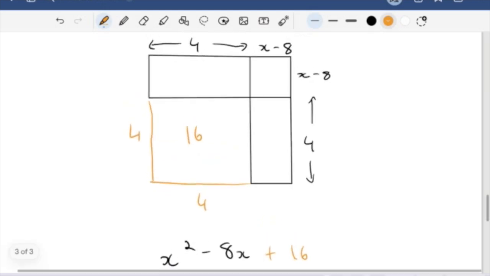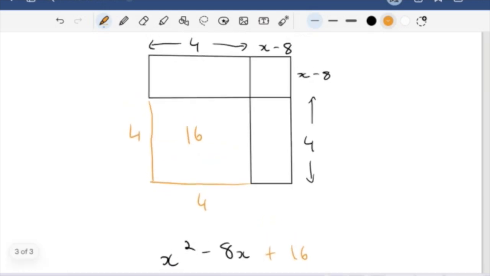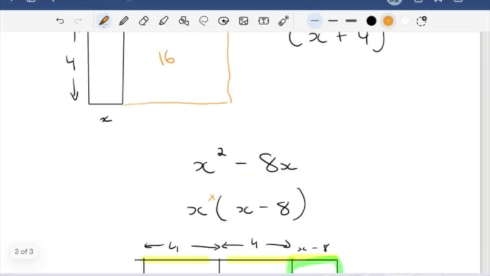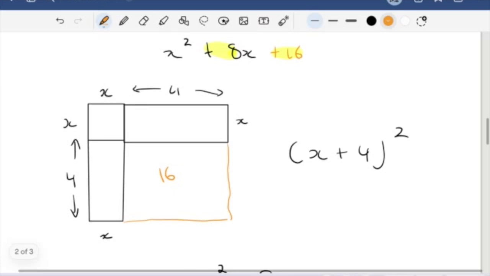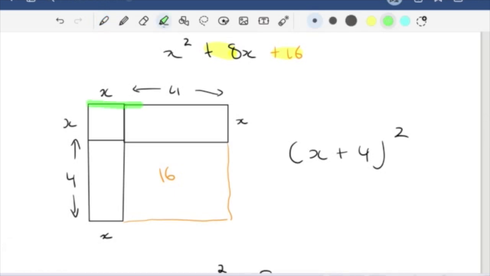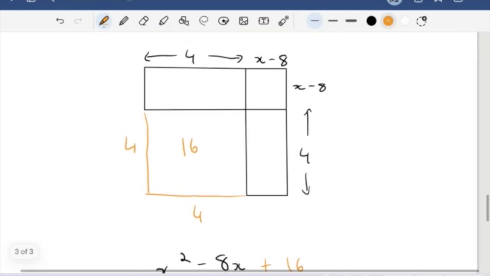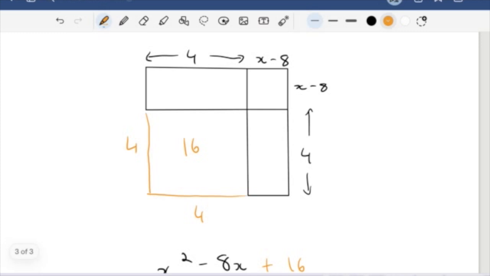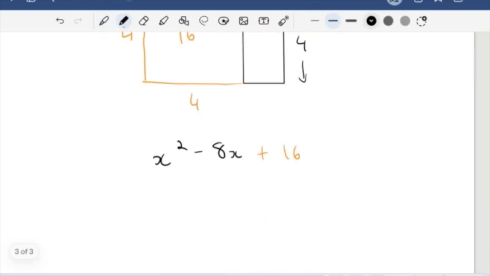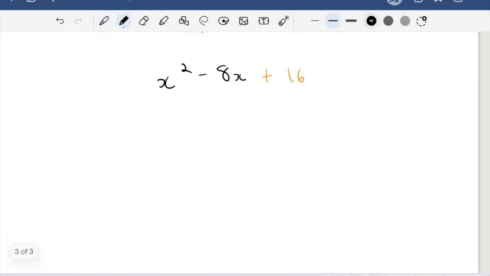Now let's look at the dimensions of this square that I've made, in the same way we did up the top for this example. Here we notice that this is a length of x plus a length of 4. This is a length of x plus a length of 4. That allowed me to get x plus 4 all squared on the right here. Once you get to this step, you can just factorize this using PSF.